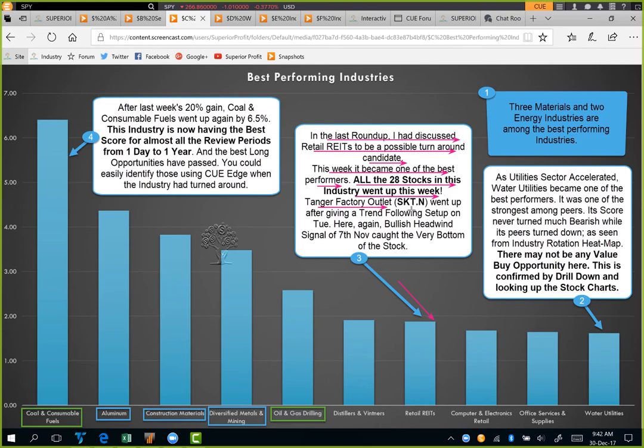Tanger Factory Outlet, SKT, went up after giving a trend following setup on Tuesday. Here, once again, the bullish headwind signal that was on 7th November caught the exact very bottom of the stock. That is why whenever a headwind signal appears, if it is a bullish headwind, we are careful not to short the stock. And if a bearish headwind appears, we are careful not to immediately jump onto a new long position.